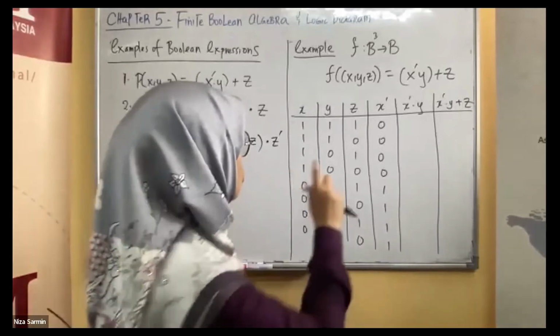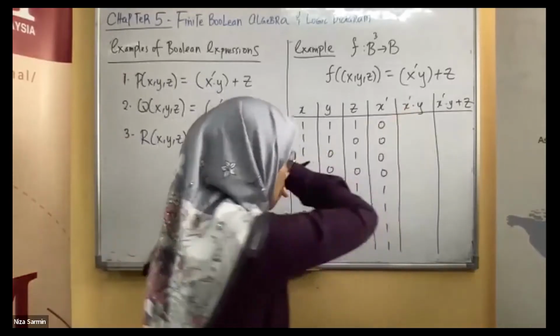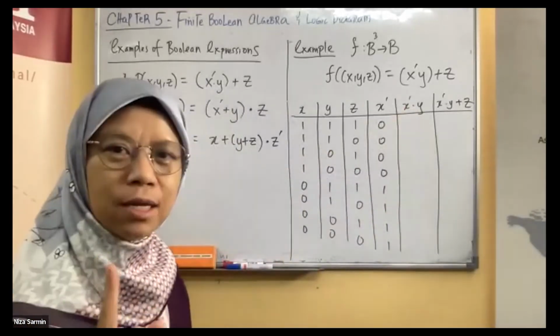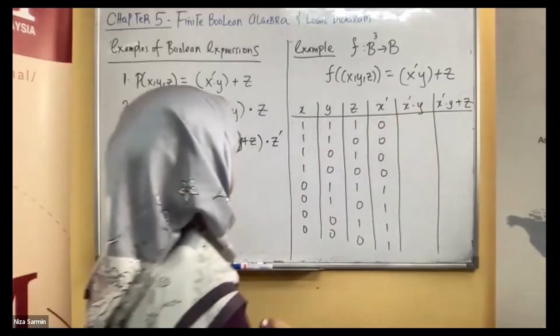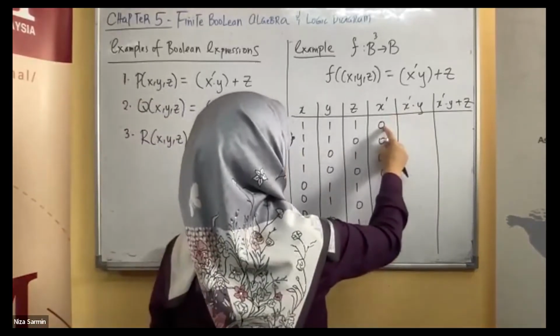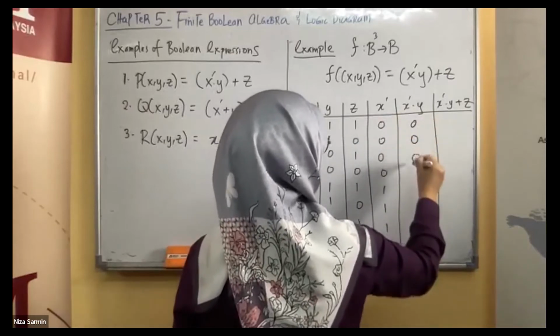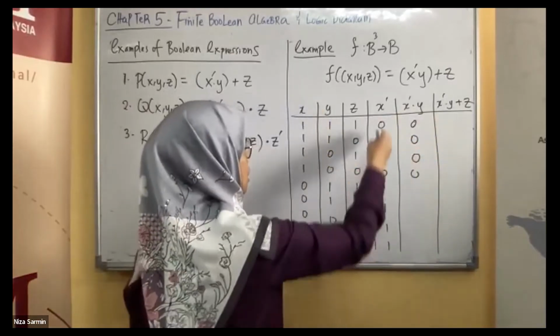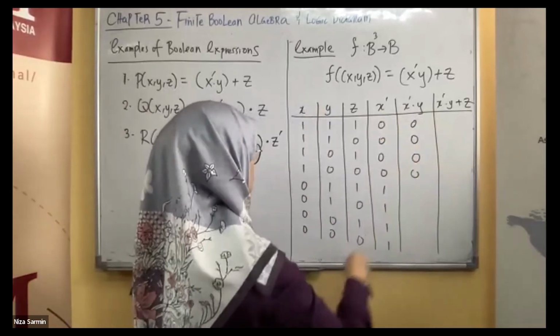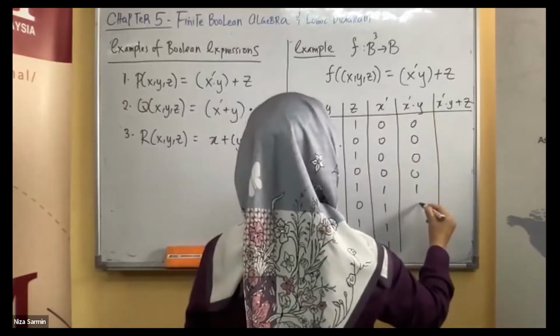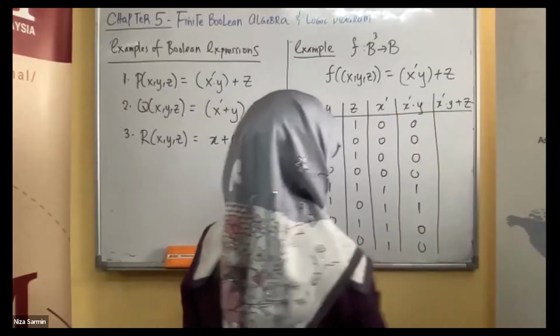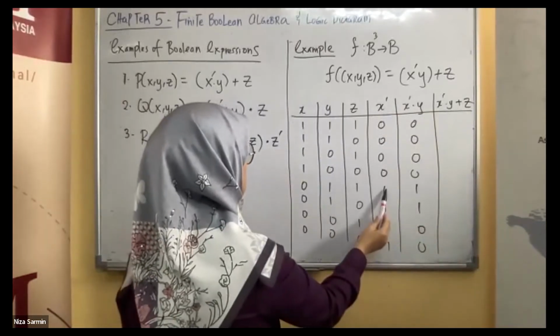Okay, so X prime dot Y, dot is only 1 if both are 1. X prime dot Y. There's a 0, 0, because these are all zeros, so I don't even look here. I just look here, they're all zeros. Okay, now there's a 1, 1, 0, 0, right? X prime Y.